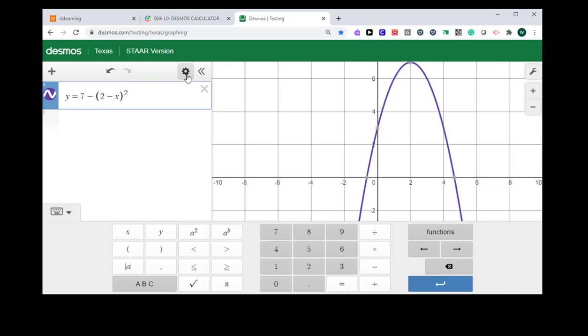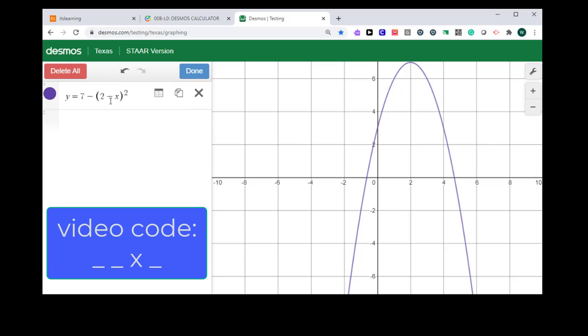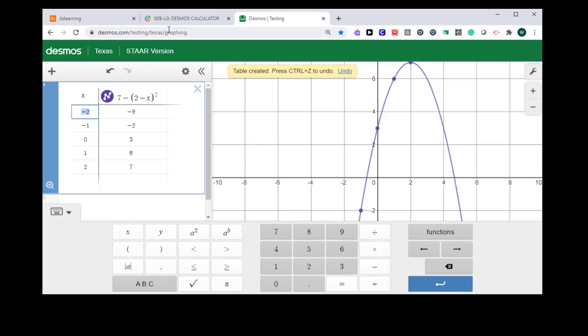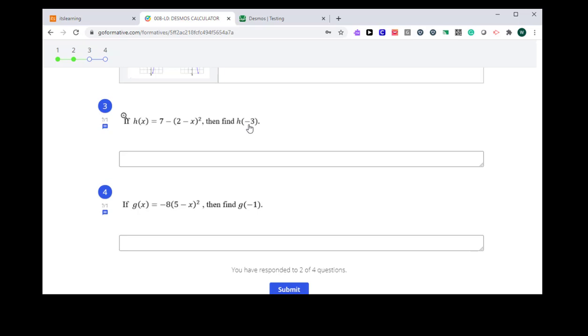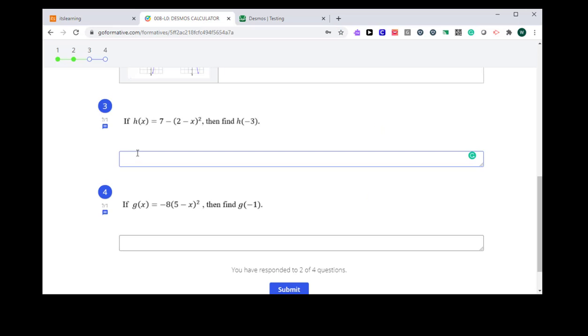Okay, now I'm going to click this little wheel right here, and when you click that, you're going to see a little table next to your function. When you click there, it's going to provide you with a table. Now remember that our first problem here, the x value is -3. We don't have -3 here. All we have to do is click there and change that to -3, and it's going to give you the answer, -18. So you go here, click -18, and you get a green line. So that means it's correct.